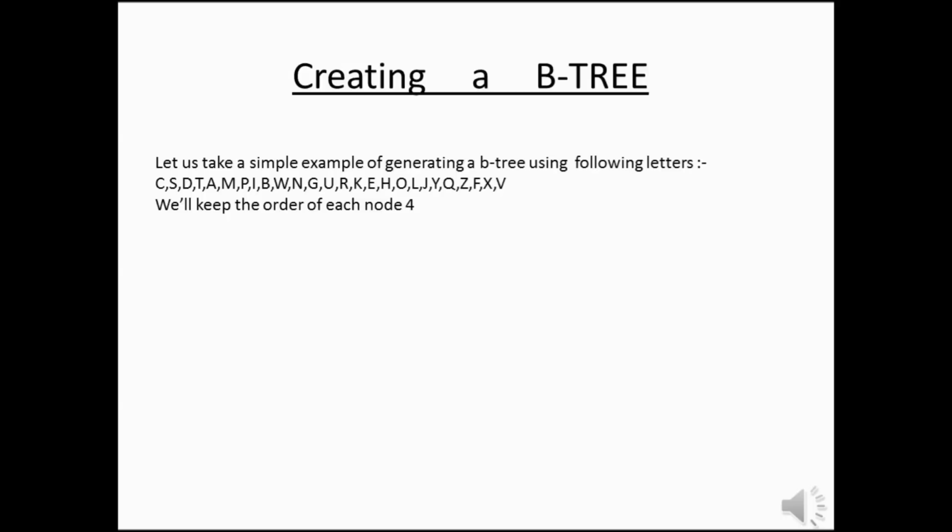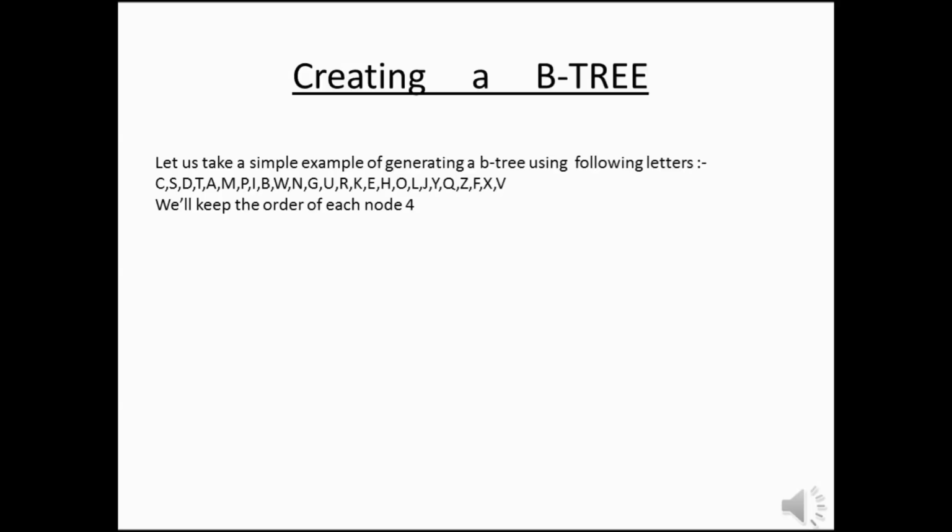Here, in this example, we have kept the order to be 4. Now, you might be thinking, what is this order? Let me explain that. In simple language, the order of the node represents the maximum number of elements that could be accommodated in a single node. That is, in this example, in any node, the maximum number of elements will be 4. So, let's begin the creation of the tree now.